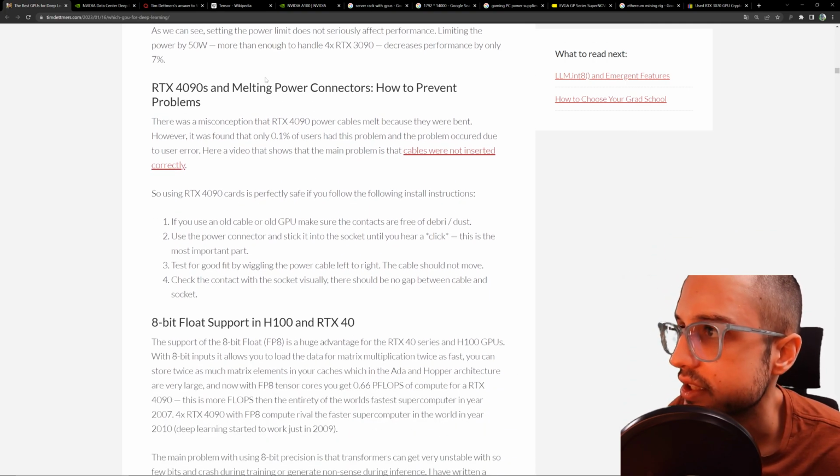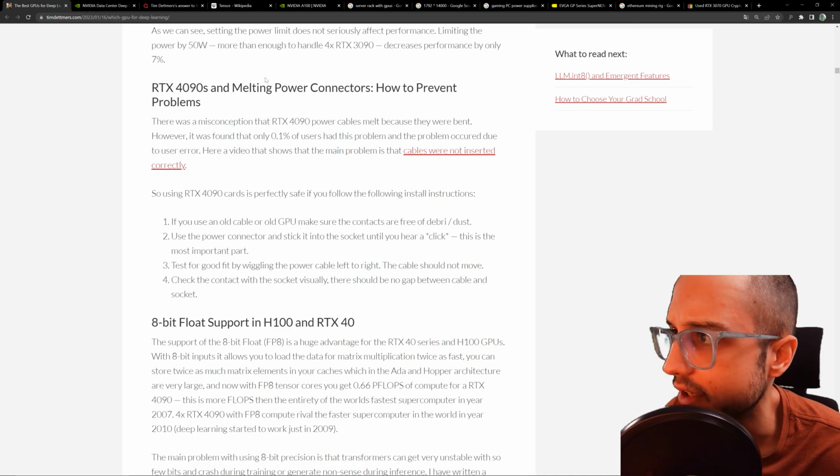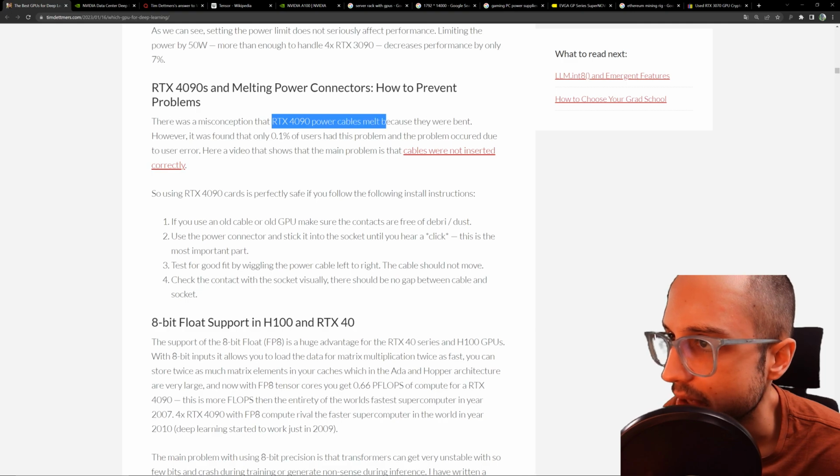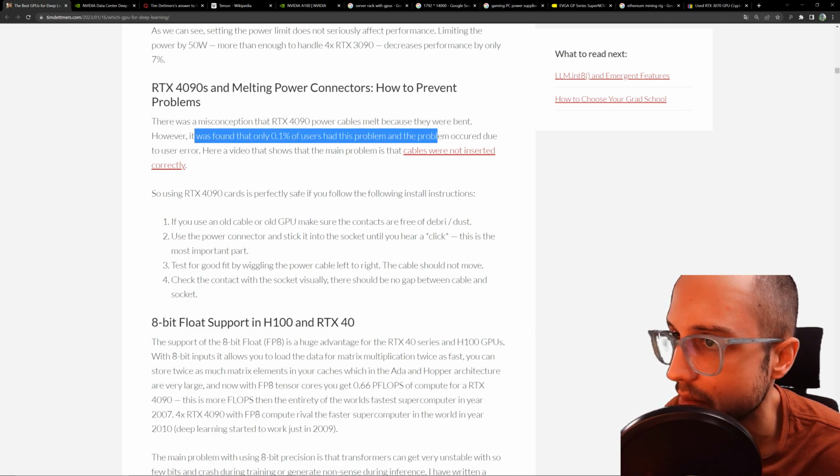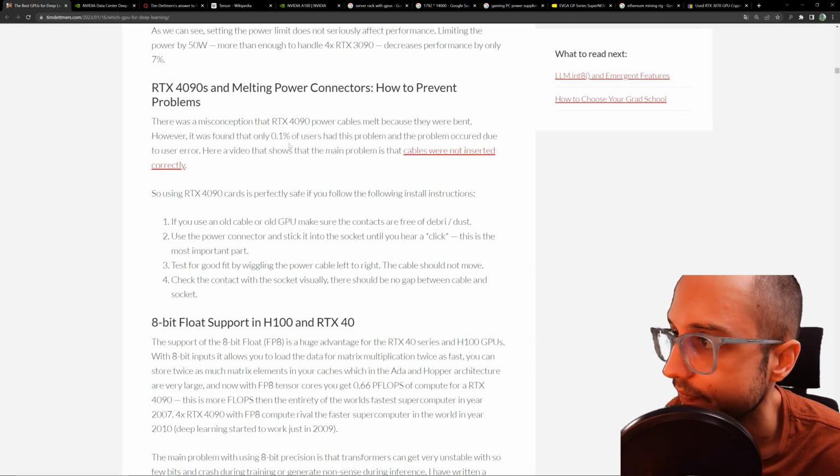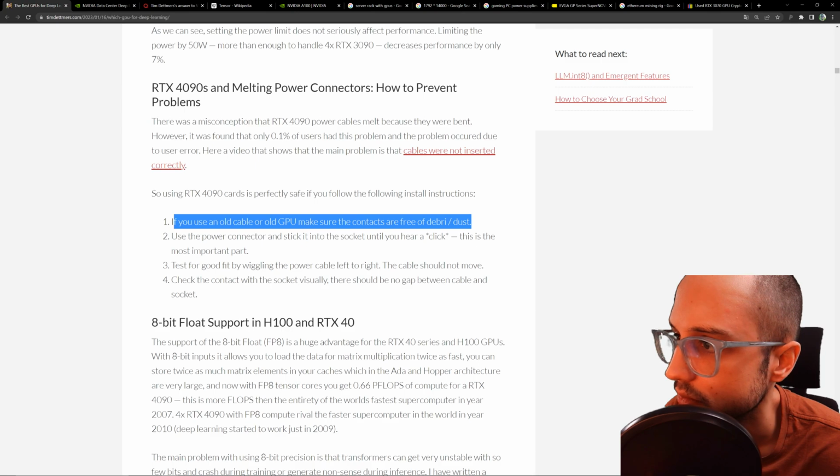Okay, RTX 4090s and melting power connectors. There was a misconception that RTX 4090 power cables melt because they were bent. However, it was found that only 0.1% of users had this problem, and the problem occurred due to user error. The main problem is that cables were not inserted correctly.